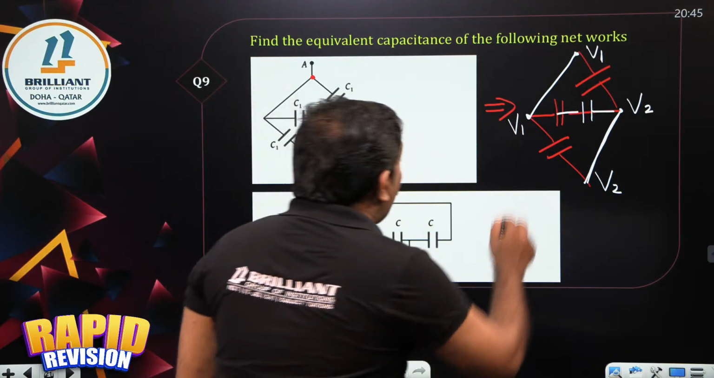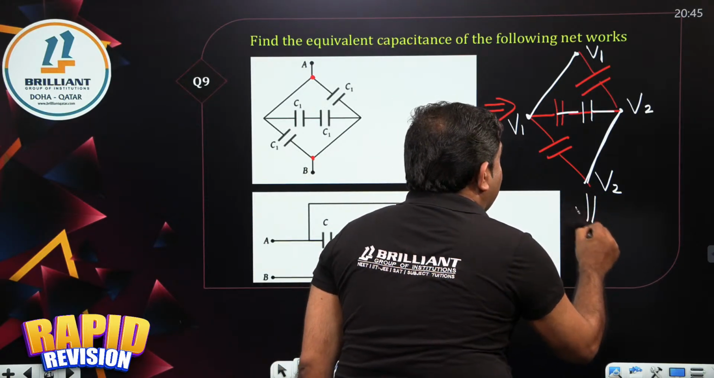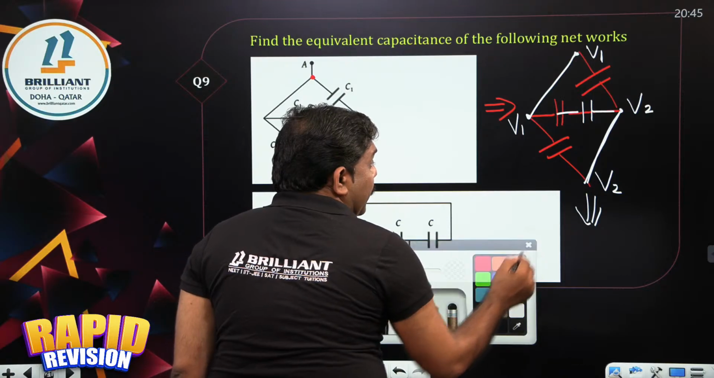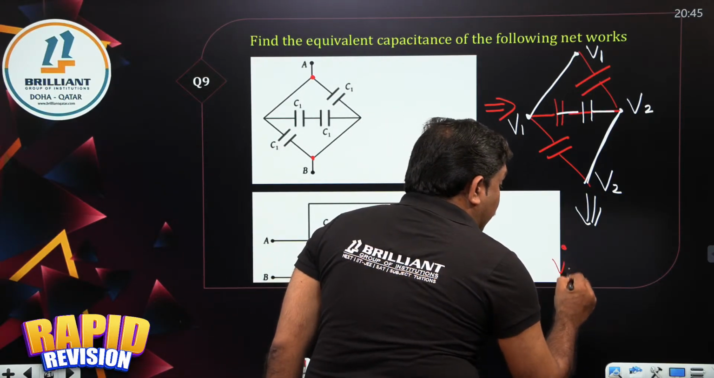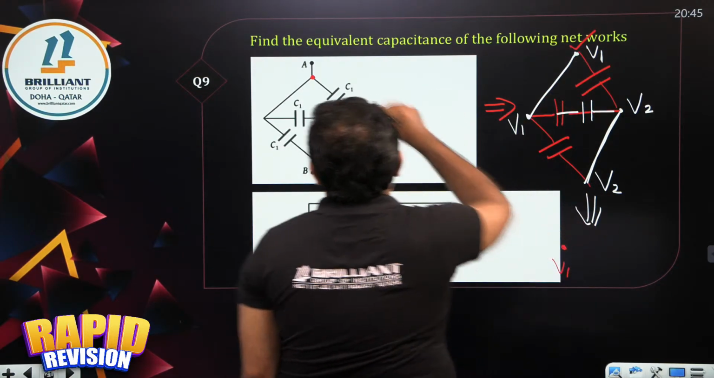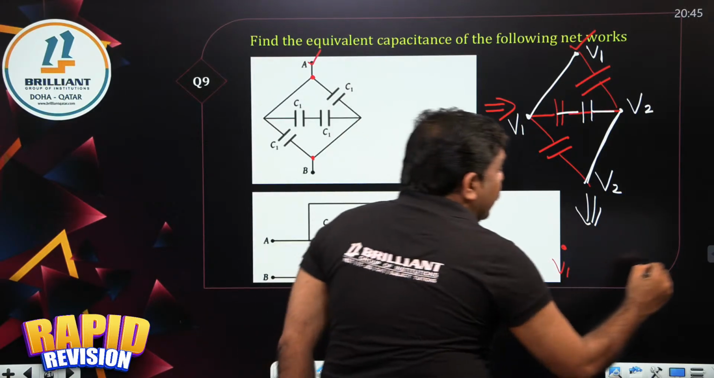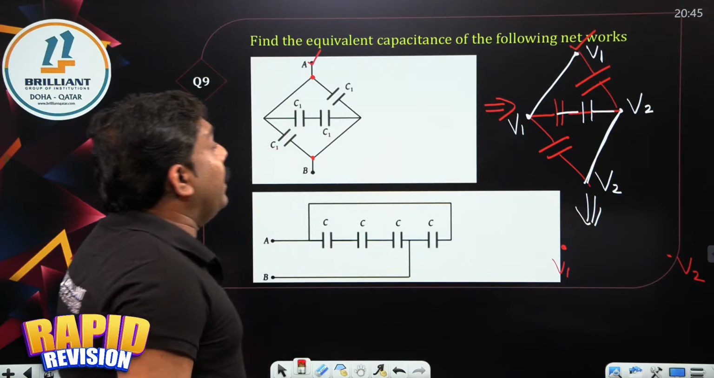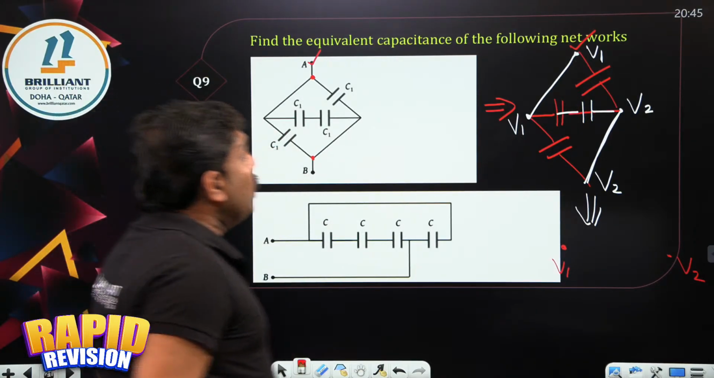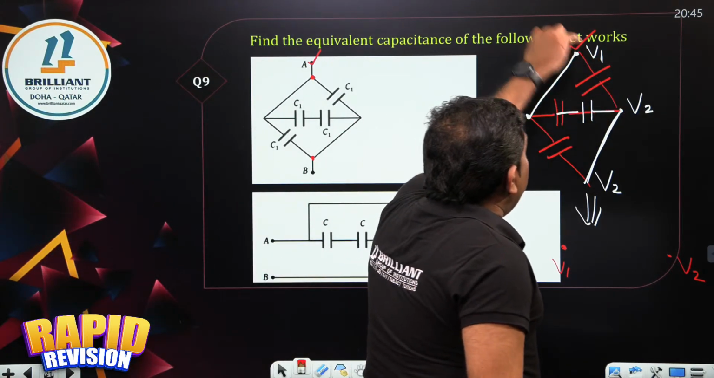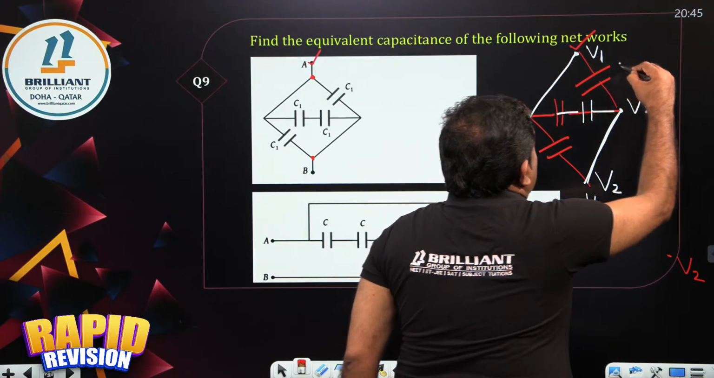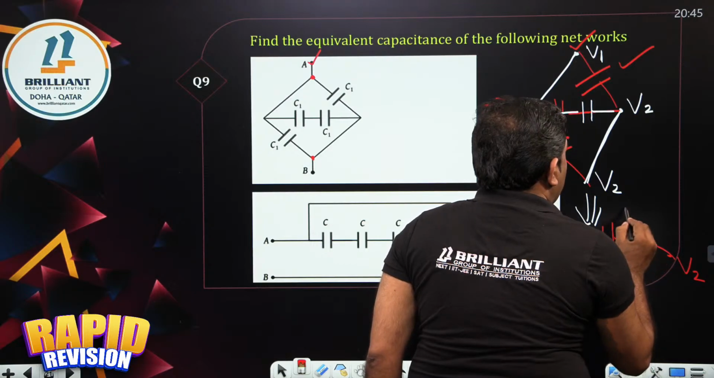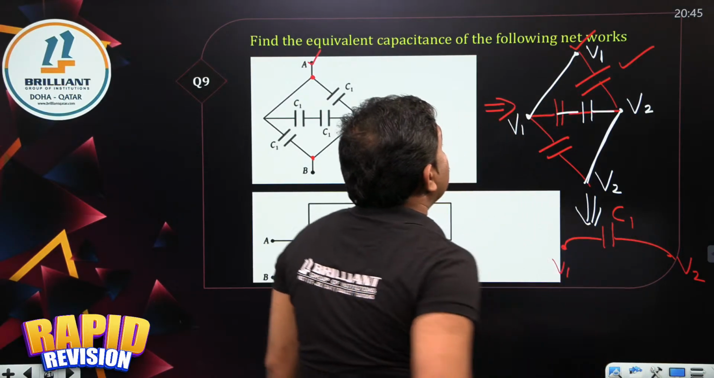So how am I redrawing the diagram now? You can see that. Look, the starting point A is V1 and the ending point is V2. Now the first one, between V1 and V2, there is one capacitor. So I'm connecting between V1 and V2 one capacitor C1.